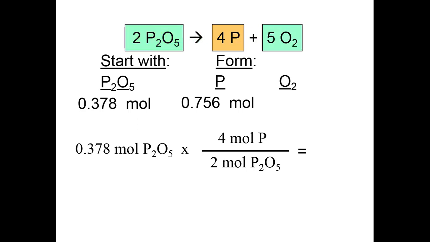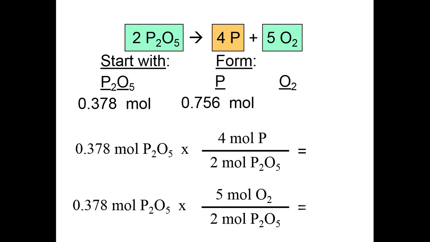The link between O2 and P2O5 is 5:2. Starting with the amount given, the conversion factor is again constructed with P2O5 in the denominator. Calculation yields 0.945 moles of O2.